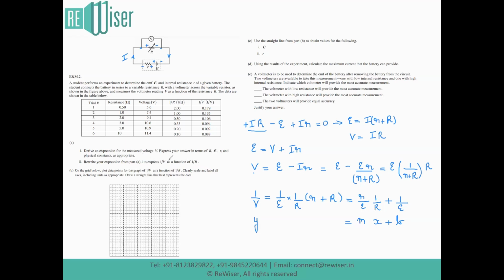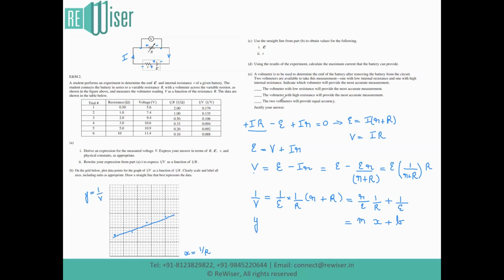Now, rewrite the equation in terms of 1 by V as a function of 1 by R. Done. On the grid below, plot the data points for a graph of 1 by V as a function of 1 by R. Here the y coordinate is nothing but 1 by V. The x coordinate is nothing but 1 by R. The expression is y equal to mx plus b: 1 by V is equal to small r by epsilon into 1 by capital R plus 1 by epsilon. If I plot the points and join them, the equation should almost represent a straight line, with the line of best fit being drawn as shown.